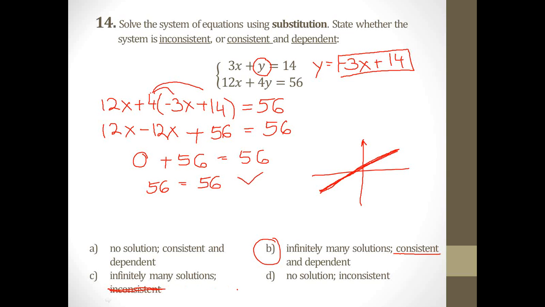Okay, are there questions? I really need you guys to get this down about consistent, inconsistent, no solution, solutions, because I believe there's at least 2 or 3 questions on your test that deal with these kinds of questions. So let me just say it one more time. I hope you guys copied all this. I'm going to erase it real quick.